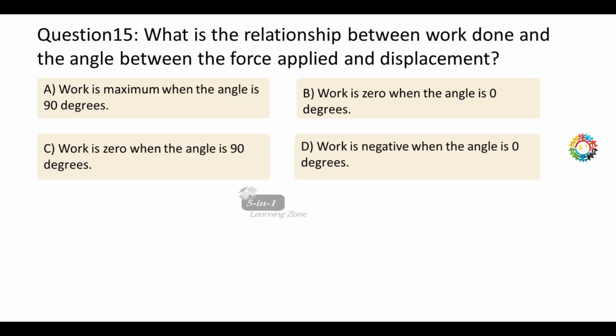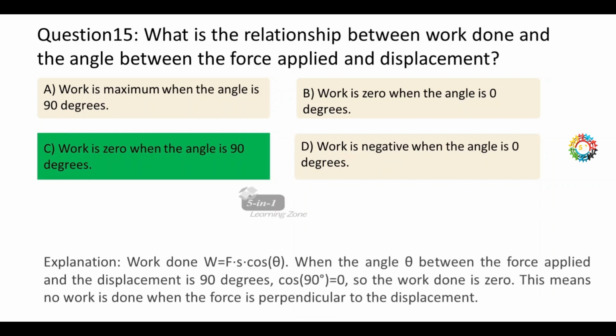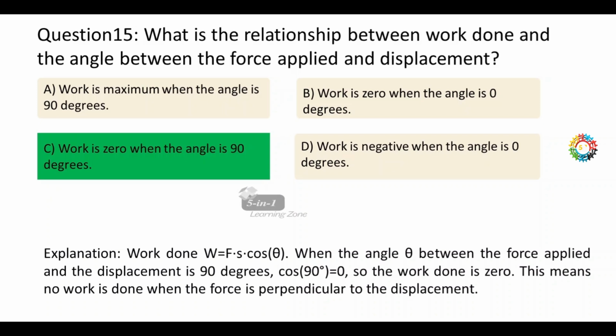Question 15. What is the relationship between work done and the angle between the force applied and displacement? Answer C. Work is 0 when the angle is 90 degrees. Explanation. Work done W equals F times S times cosine of theta. When the angle θ between the force applied and the displacement is 90 degrees, cos 90 degrees equals 0. So the work done is 0. This means no work is done when the force is perpendicular to the displacement.